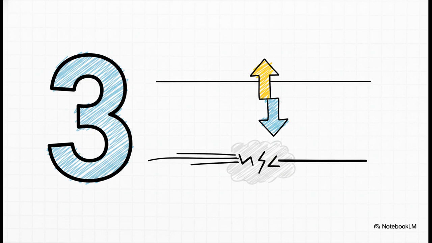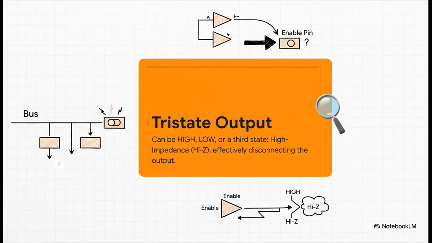This one is the specialist, designed for a very specific but very important job. It's called the tri-state output. So a tri-state output basically takes that totem pole design we just saw and adds a little magic trick, an enable pin. When that pin is disabled, the output doesn't go high and it doesn't go low. Instead, it enters a third state called high impedance, or high Z. In this state, it pretty much just disconnects itself from the circuit entirely. It's like it's not even there.